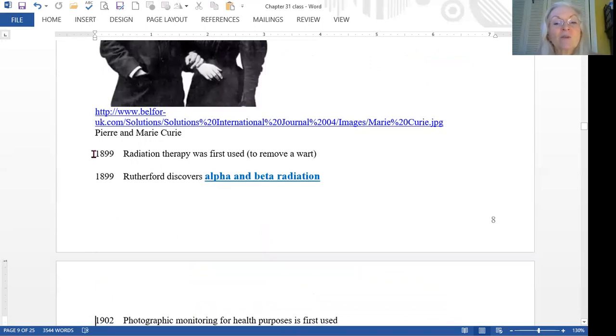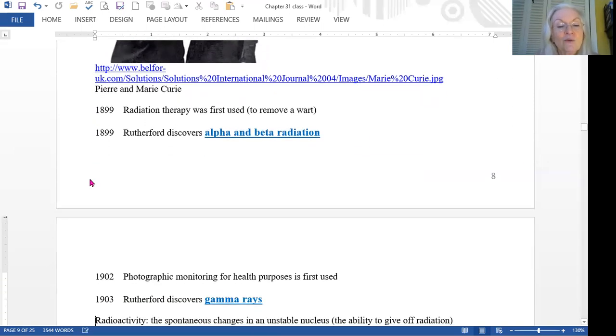In 1899, radiation therapy was used to remove a wart. The only reason I mention this is I want you to realize we had useful reasons for studying radioactivity, even from the very early days. Ernest Rutherford discovered alpha and beta radiation. He wasn't sure what it was, so he gave them letters of the Greek alphabet, thinking they'd figure it out. And even to this day, we have stuck with alpha and beta. So we need to be careful what we name things. It might stick.